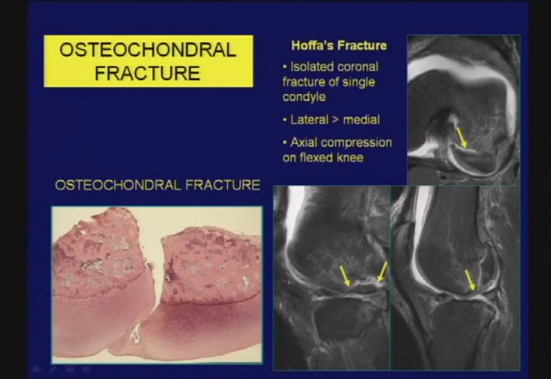Here's a nice example of what it looks like histologically. This was an interesting case shown at one of our conferences not too long ago. This is a classic osteochondral fracture, but it was interesting in that it was a coronal-oriented fracture of a single condyle, and these can be very difficult to see on plain films, particularly on the lateral radiograph.